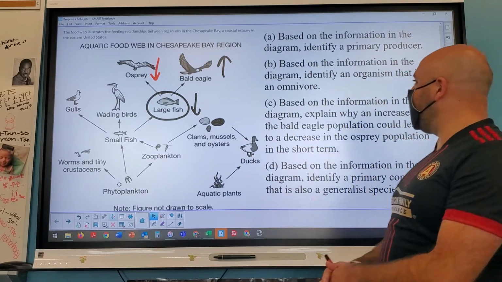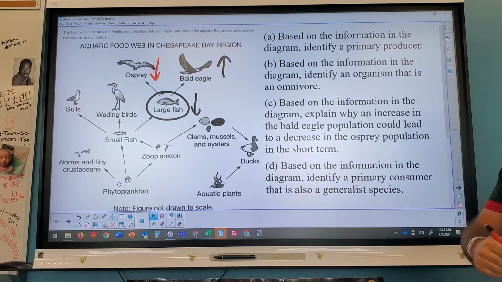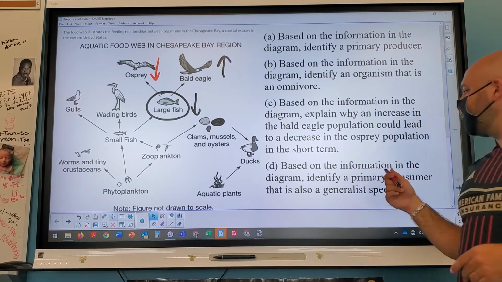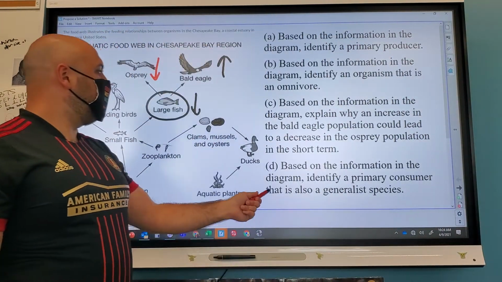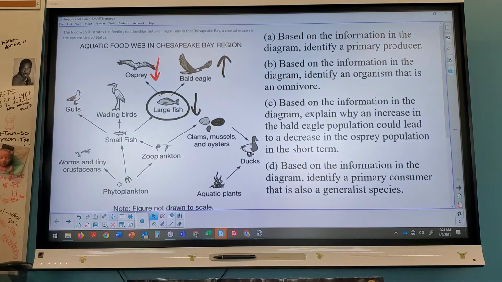Well said. All right. Now, D, based on the information in the diagram, identify a primary consumer that is also a generalist species. So take a second. This one requires some outside knowledge beyond just this. So looking at that, identify a primary consumer that is also a generalist. Take a second.